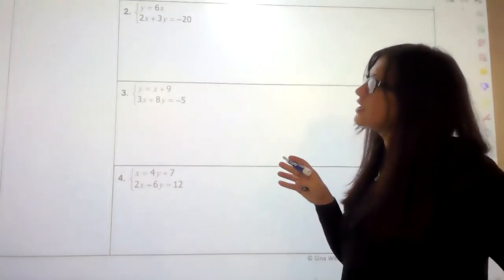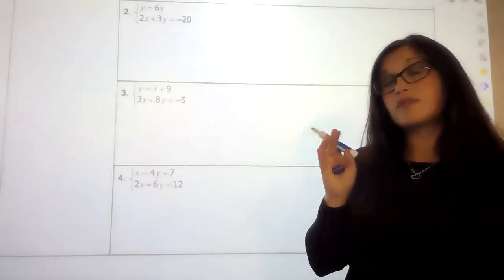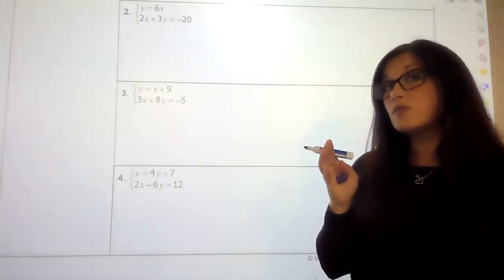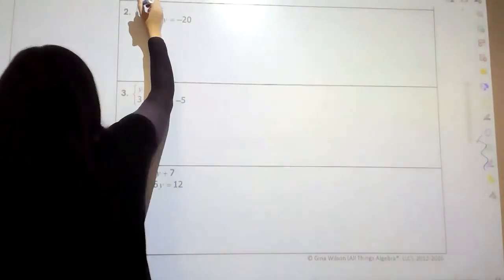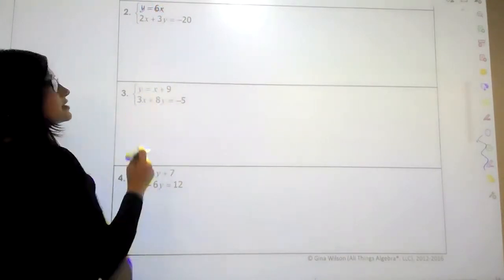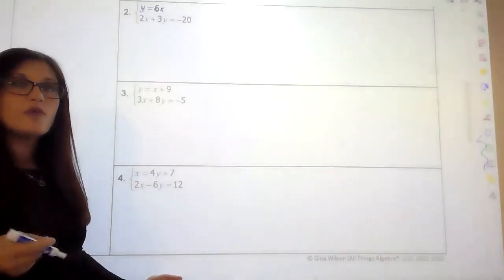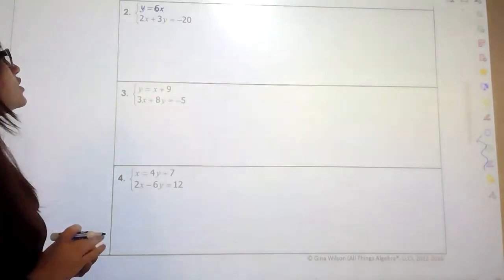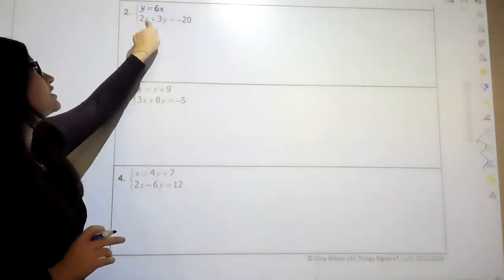So looking at my 2 equations in my system, okay, is there one of them that is solved for one or the other variable? Okay, yeah, this one right here, y equals 6x, okay? That equation we say is solved for y, okay? So this is gonna be my equation that I'm gonna use to substitute into here, okay?